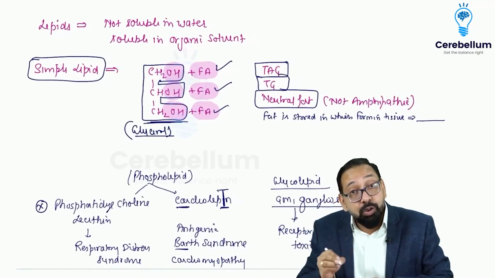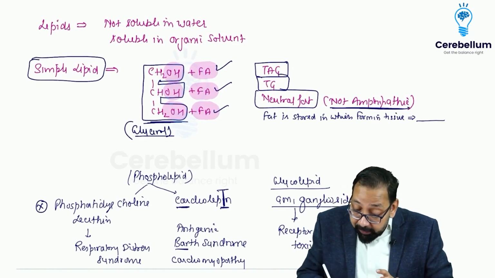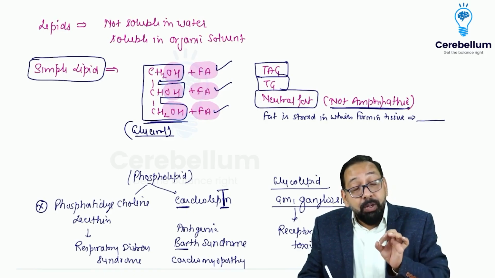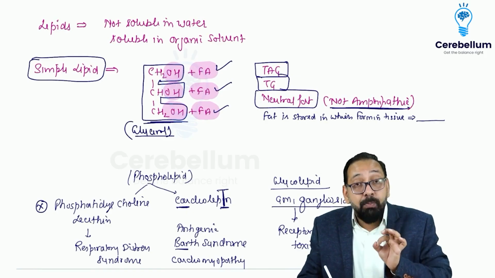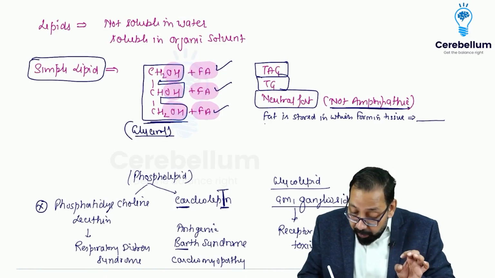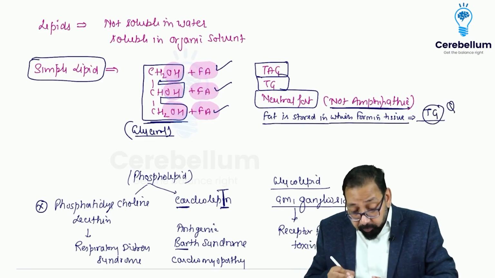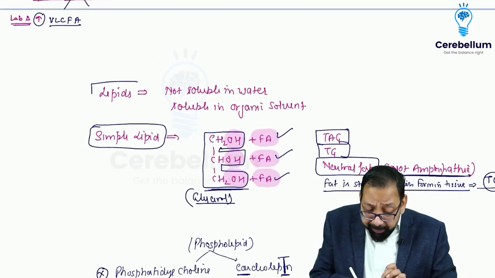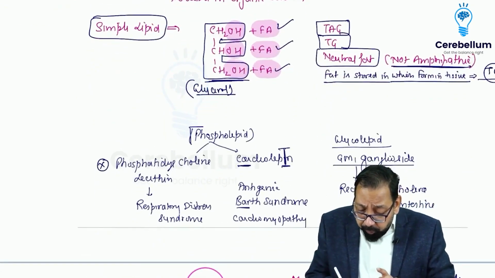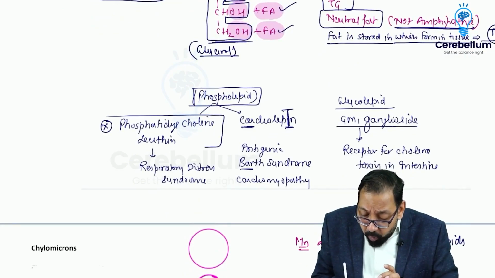It is neutral, it is not amphipathic. Triglyceride is the most important fat stored in our body, or fat is stored in our body in the form of triglyceride. In which form is fat stored in tissue? That is triglyceride. Question is asked. Another example of lipid is phospholipid. Phospholipid may be phosphatidylcholine or lecithin.